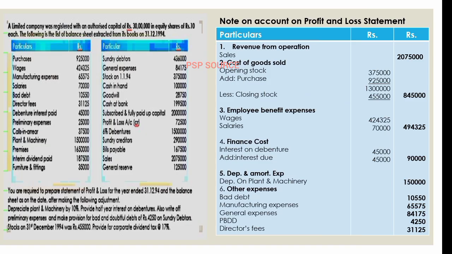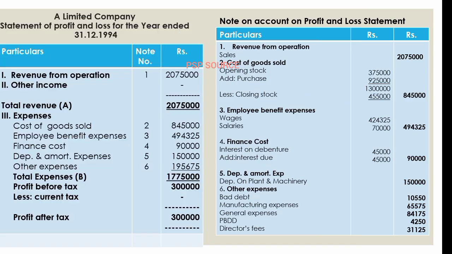Here I have prepared notes for the profit and loss statement. You can refer to it. Now, for preparing the profit and loss statement, we need to enter two types of income, that is revenue from operations and other income. Revenue from operations, sales only is given: 20 lakh 75,000. There is no other income given, so I have put it as nil in that column.